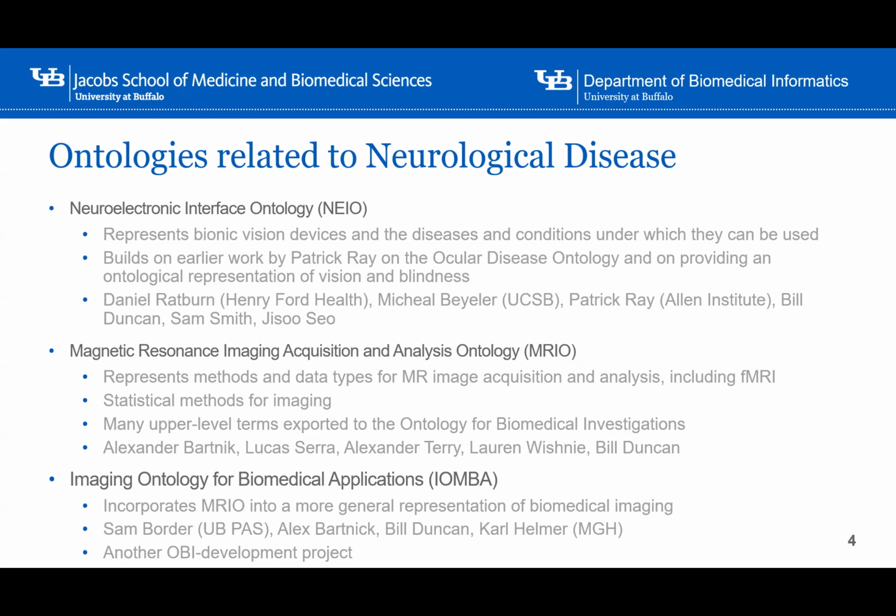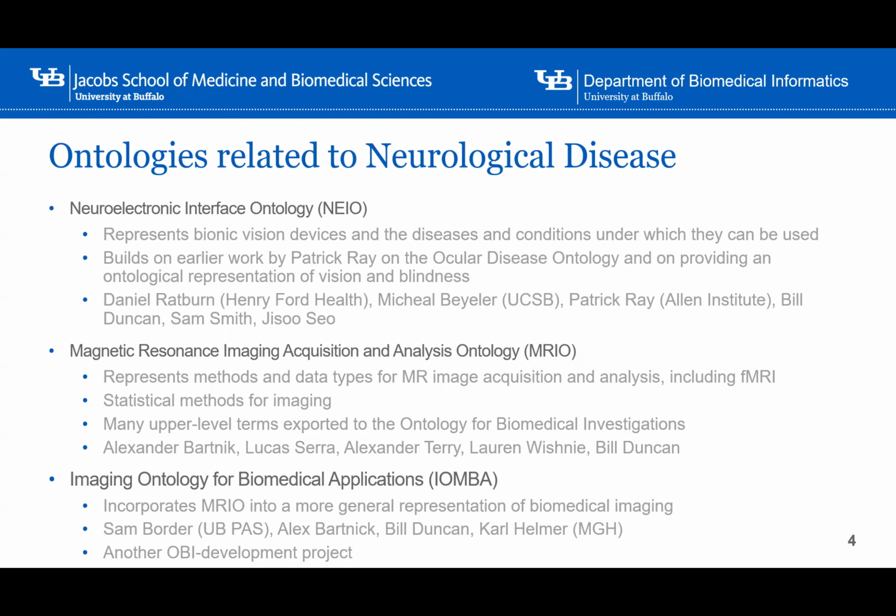The point of putting them in OBI is that it makes them more readily available to a wider range of people working in the biomedical ontology area. And this work has been done by Alex Bartnick, started by my earlier student, Lucas Serra. Alex Terry was a summer student last summer who worked on the fMRI stuff, and Lauren Wishney and Bill Duncan have also contributed. And Alex Bartnick and Bill Duncan and I are part of this project to build an imaging ontology for biomedical applications, which is incorporating MRI into a more general representation of biomedical imaging.